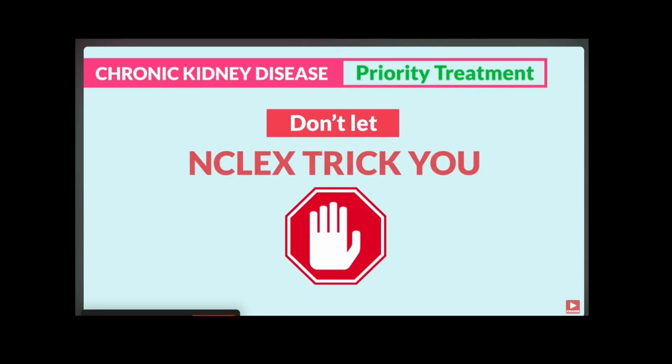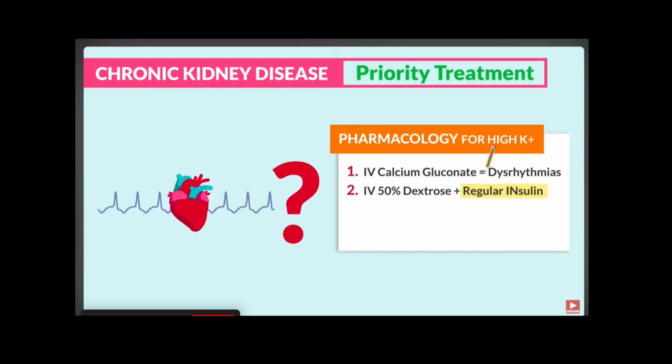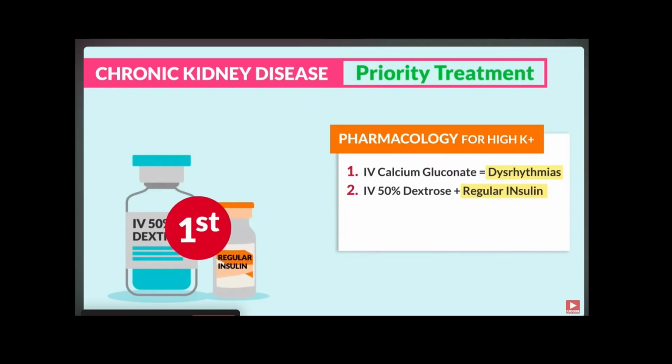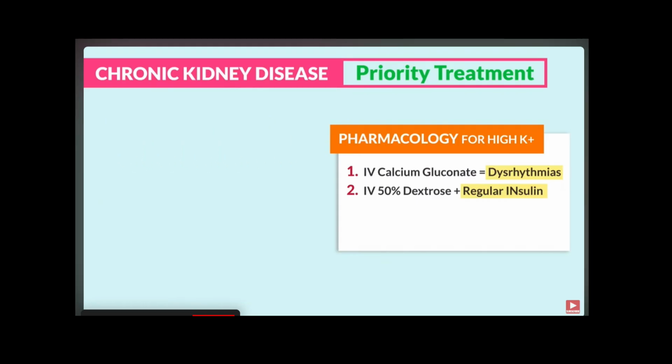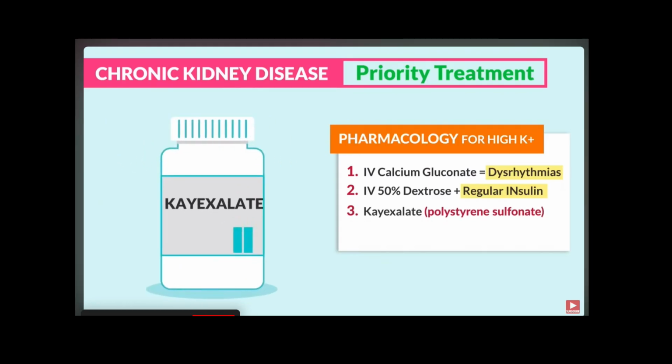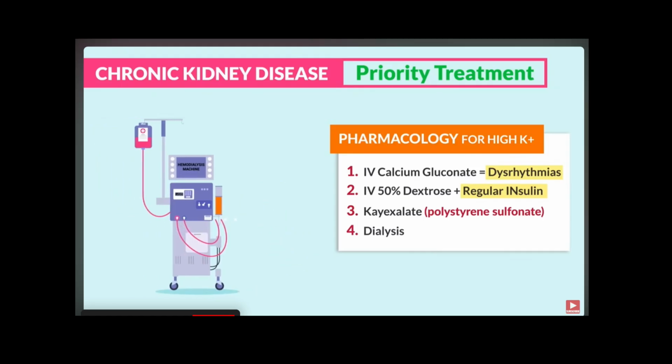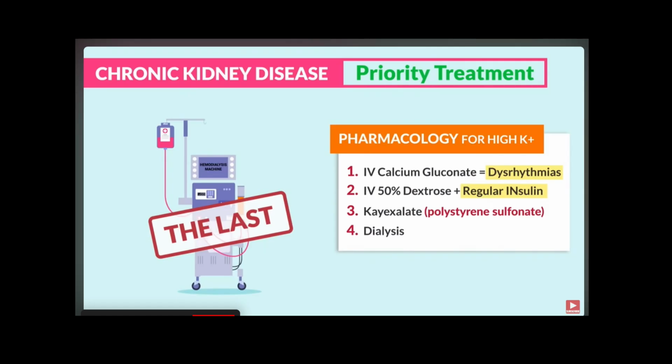Now, don't let the NCLEX trick you here. What if the key term dysrhythmias is not in the question? Well, then we progress to option 2, which is just to give the IV dextrose and insulin first to lower that high potassium. And lastly, 3 and 4, we can also give Kayexalate, that polystyrene sulfonate, as well as dialysis. But again, these typically take longer to lower potassium, so that's why we put them last here on the list, because they take a longer time.